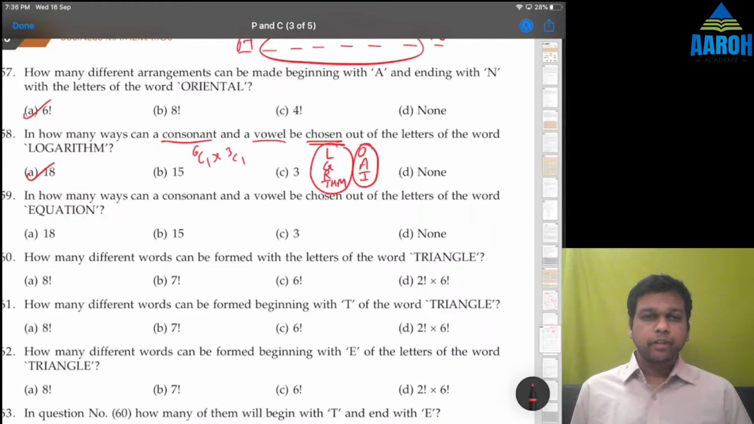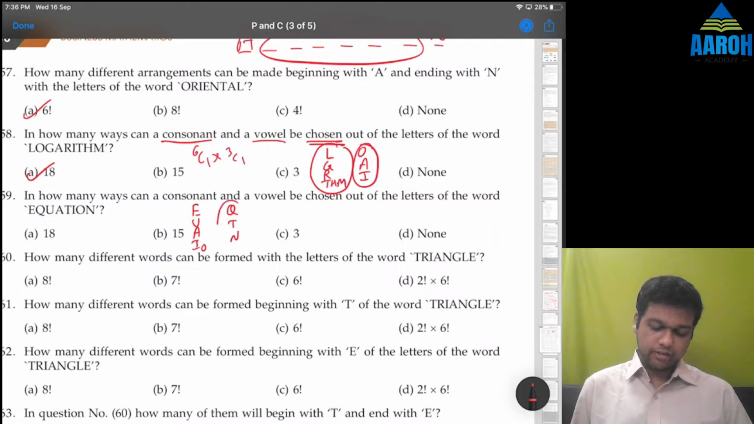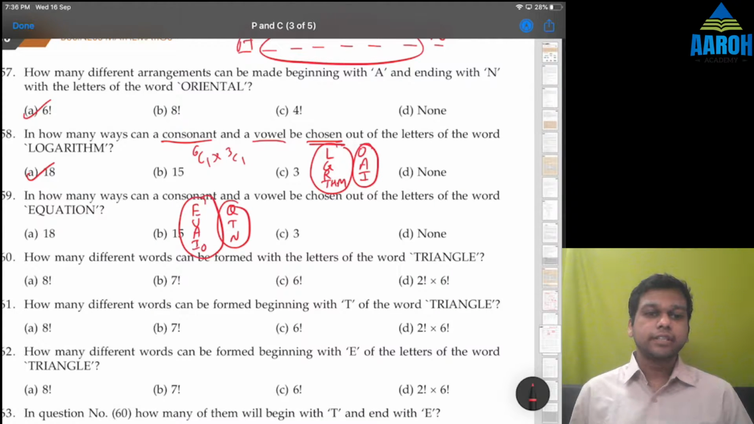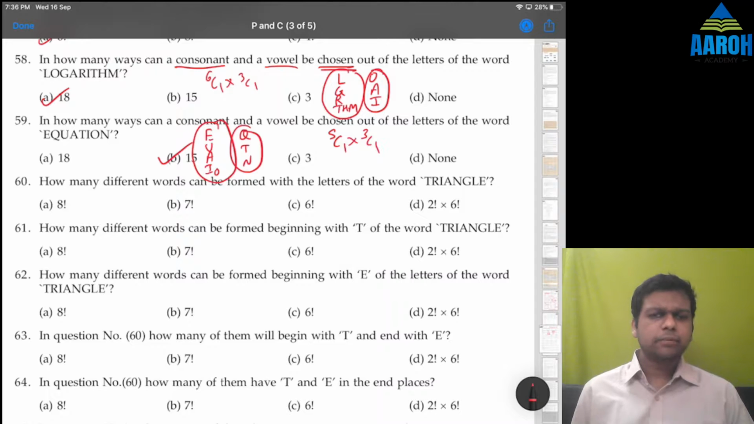Okay. Next. In how many ways can a consonant and a vowel be chosen out of letters of the word equation? Again, E, Q, U, A, T, I, O, N. 3 consonants and 5 vowels in this case. So again, 5C1 into 3C1. So 5 into 3, 15 will be the correct answer, option B. Again, these are some basic ones.